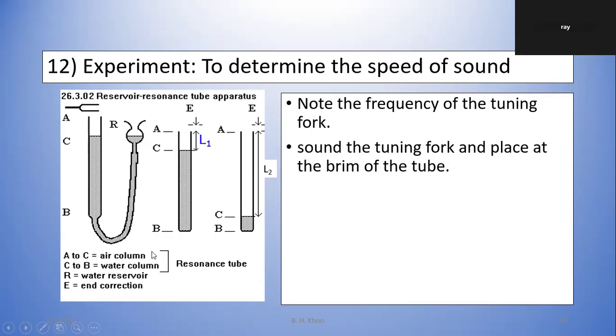End correction you don't need to know, but it doesn't mean that it's not helpful. It's helpful if you know that, but you don't need to know if you don't want to know.